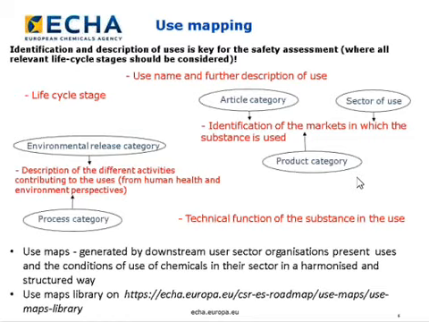And we have a use maps library, where we hope that more and more downstream user sectors will provide their information in those use maps. It could also be easy for authorities to follow those harmonized and structured assessments later on, on a dossier level and on a substance level. In my view it is also of much help for registrants of specific chemicals used within those sectors. The use maps library is available on our ECHA website.